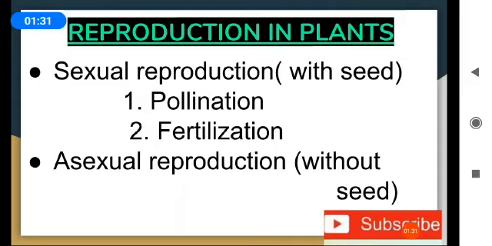When plants reproduce with seeds, it is known as sexual reproduction. When plants reproduce without seeds, it is known as asexual reproduction. Sexual reproduction takes place in two processes. One is pollination, another one is fertilization. So these two processes are involved in sexual reproduction.